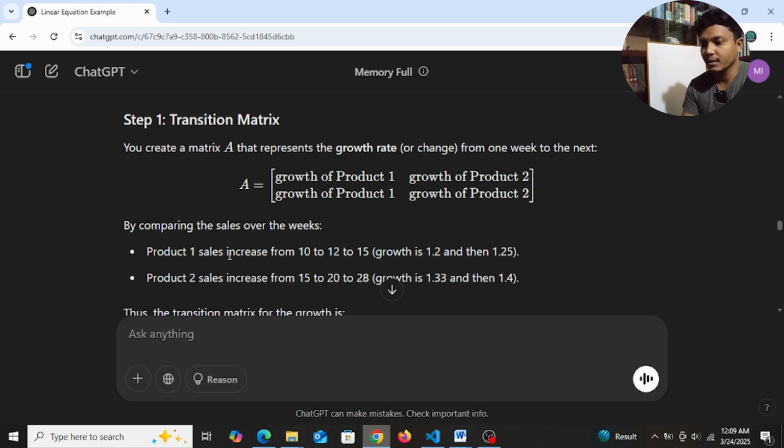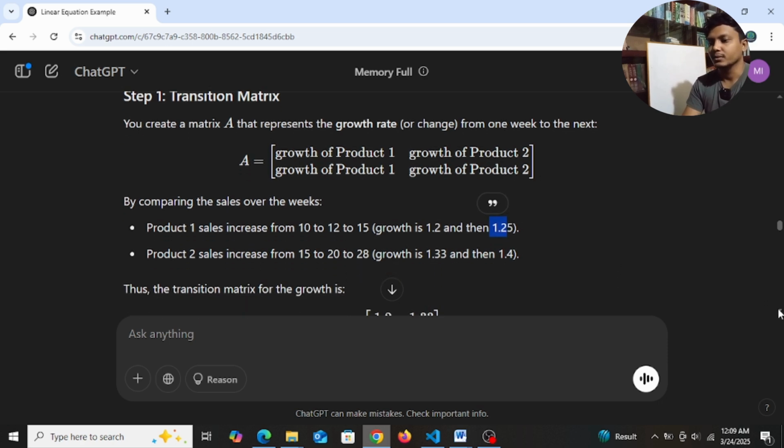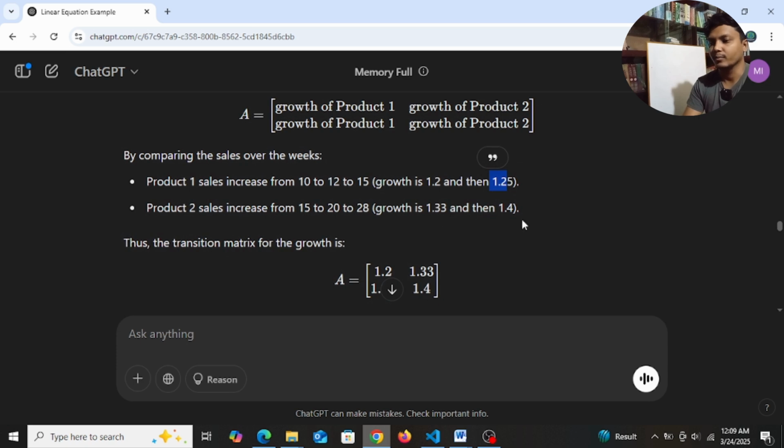By comparing the sales over the weeks, product one sales increase from 10 to 12 to 15. So that means, guys, when it increased from 10 to 12, its growth is 1.2, and then 1.25. So two growths are here, 10 to 12 and 12 to 15. So it's 1.2 and 1.25. For product two, 15 to 20 to 28. So that means, guys, 1.33 and 1.4. Okay, so these are the growths.